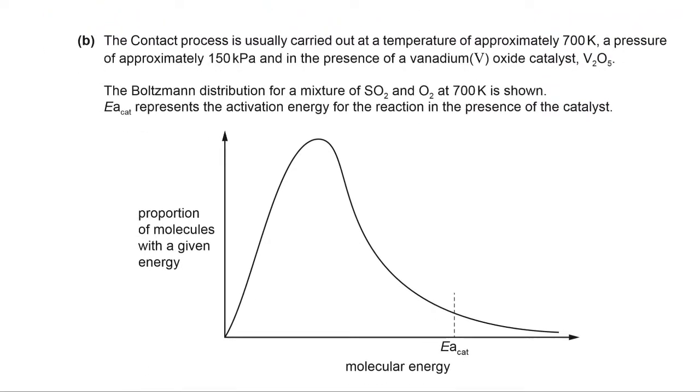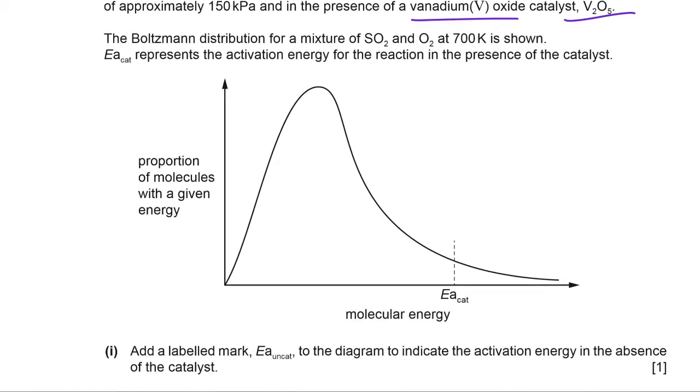Next question, the contact process is usually carried out at a temperature of approximately 700 Kelvin, a pressure of approximately 150 kilopascal, and in the presence of vanadium oxide as a catalyst. The Boltzmann distribution for a mixture of SO2 and oxygen at 700 Kelvin is shown. EA catalyst means the activation energy for the catalyst pathway, the activation energy for the reaction in the presence of the catalyst.